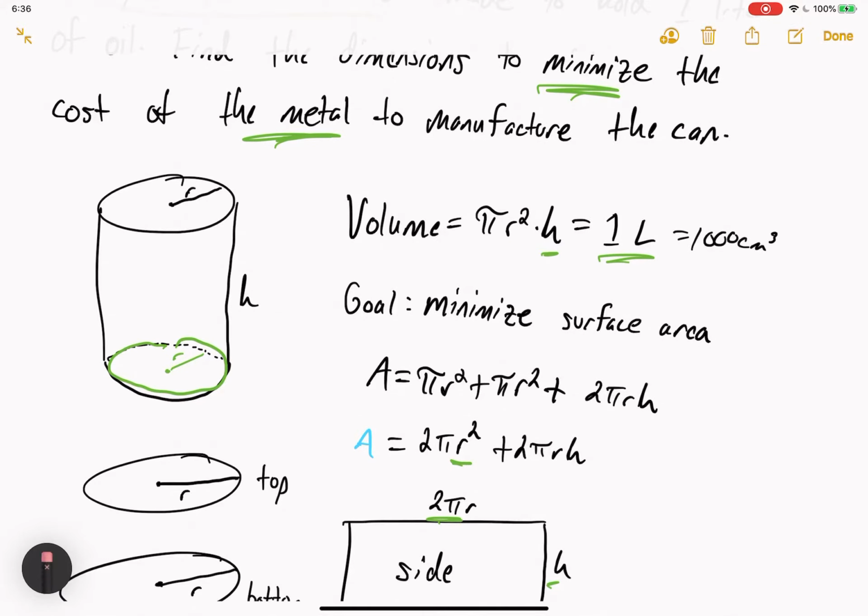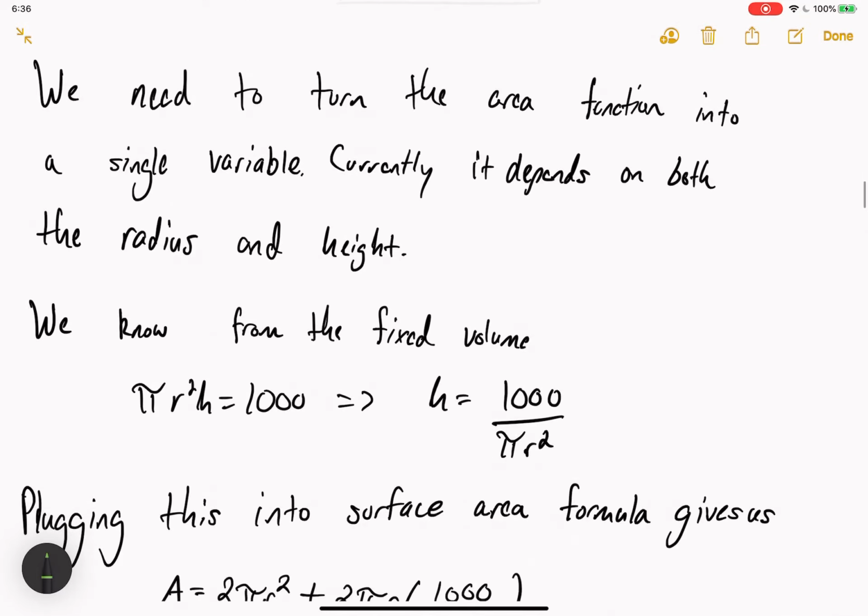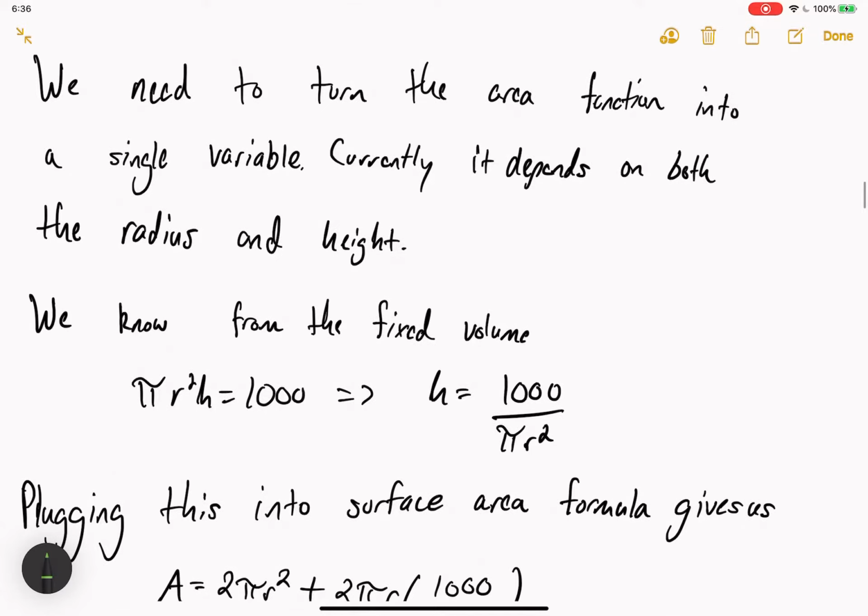So if you want to write this by itself, just with math alone, 1 is equal to pi r squared times h. So we could easily just solve for h and then plug it back in. You can solve for h here and then plug it back into the area. So that's what we're going to do now. That way, whenever we plug it in, we get rid of this h and only write it in terms of r.